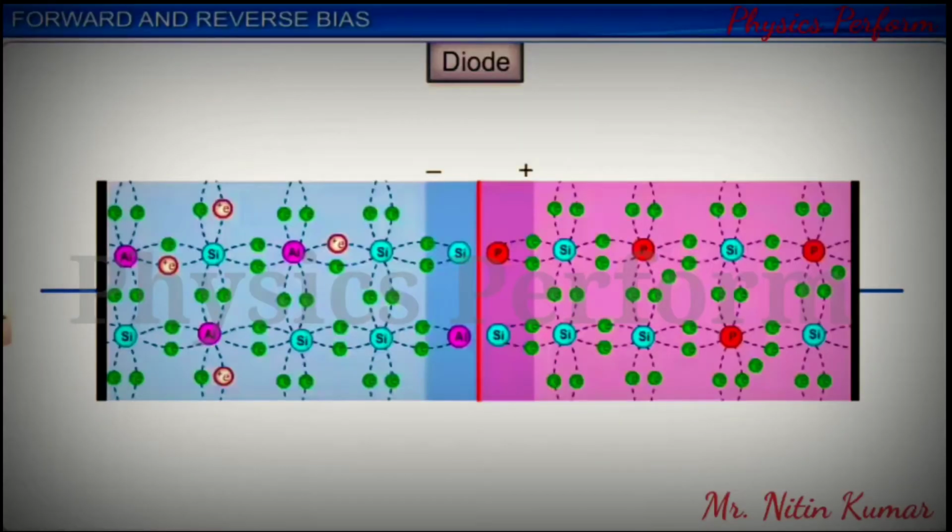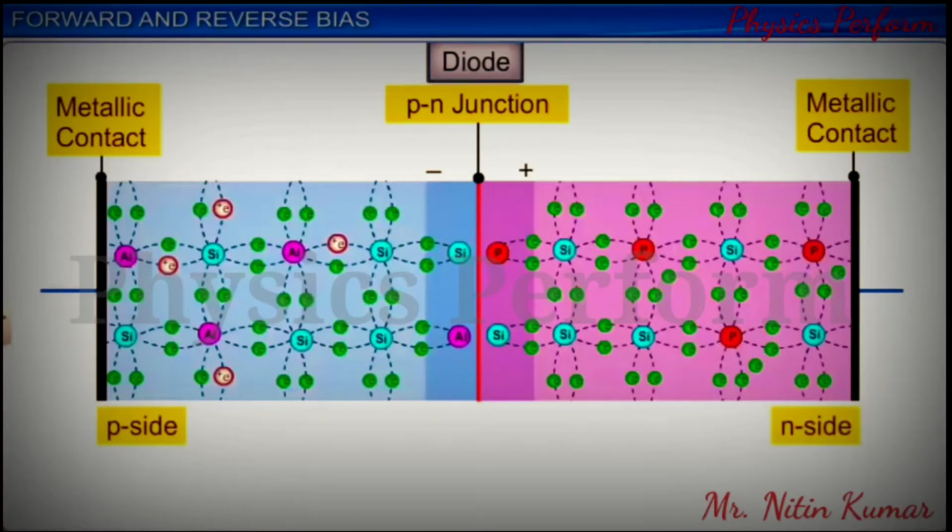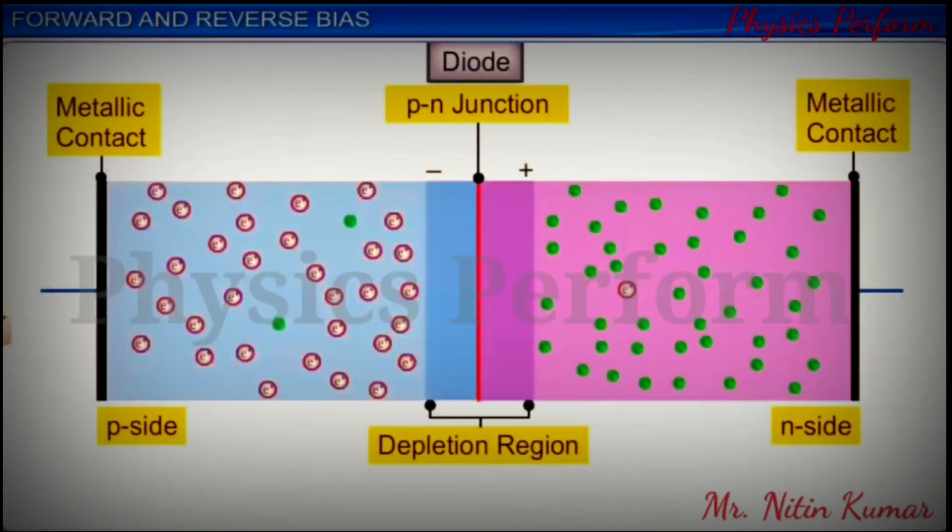We have learnt that in a diode with metallic contacts, there is a p-n junction, separating the p side from the n side, and a depletion region which is devoid of any charge carriers. The holes are the majority charge carriers in the p side, and the electrons are the majority charge carriers in the n side.